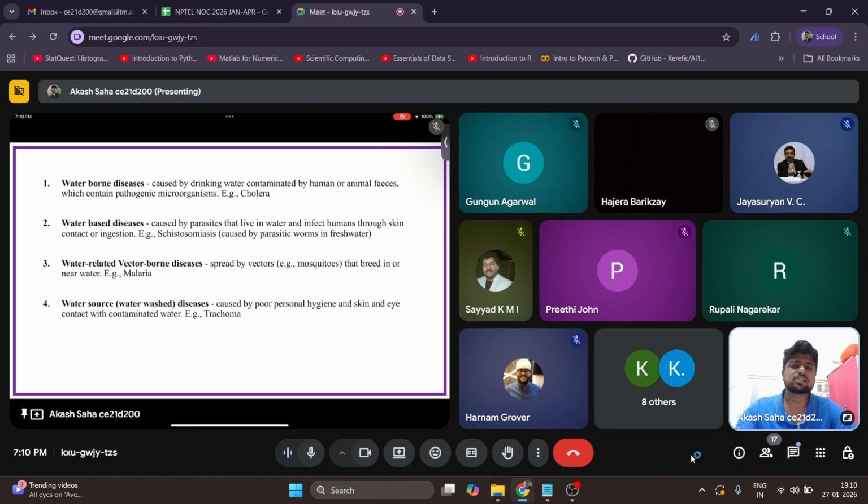And then there is another class, water related vector borne diseases, like malaria, which are spread through mosquitoes, known as vectors, that breed in or near the water. And then water washed diseases, which are caused due to poor personal hygienic conditions, or eye or skin contact with contaminated water. For example, there is a disease called trachoma. So this is a brief overview about the different kinds of water-related diseases.